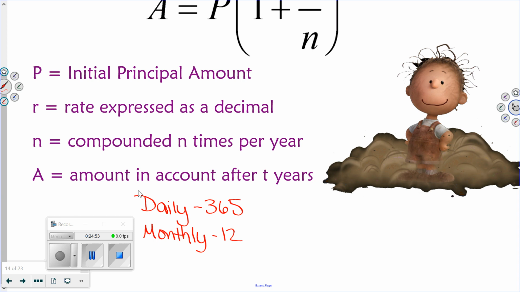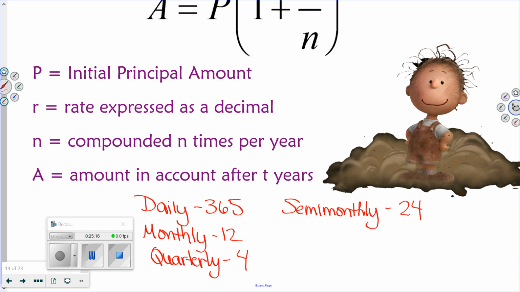What if I said it was compounded quarterly? Good, that's 4. Trying to think of other ways it might have mentioned it's compounded on there. It could do semi-monthly. Very good. Semi-monthly is twice a month, so it's 24. What if it's compounded bi-weekly?